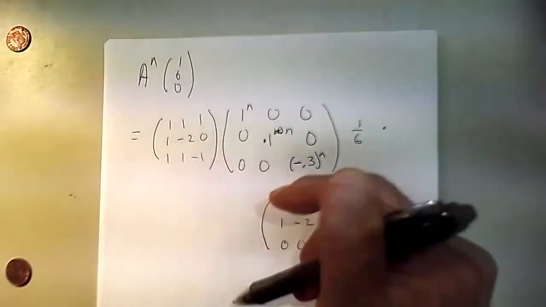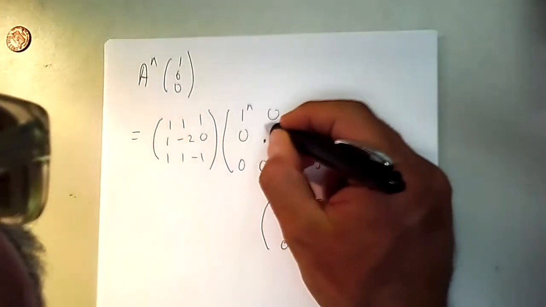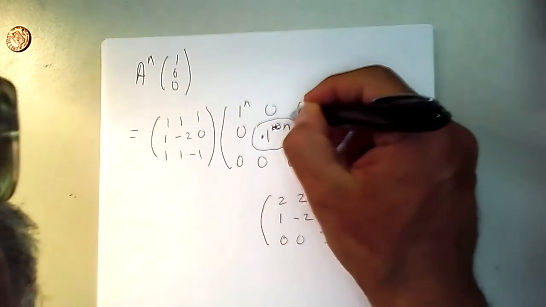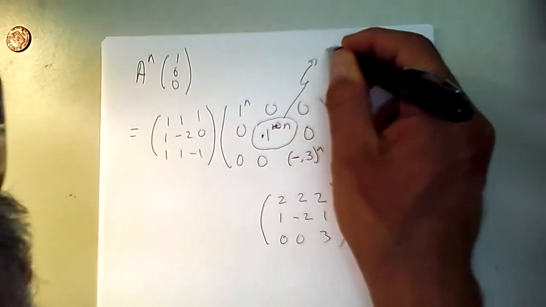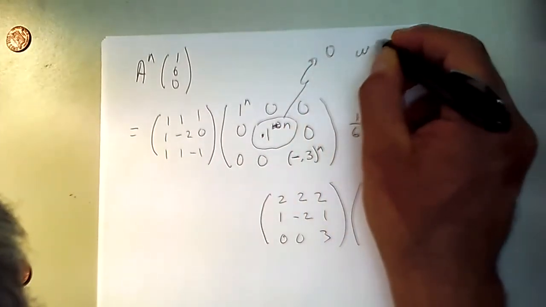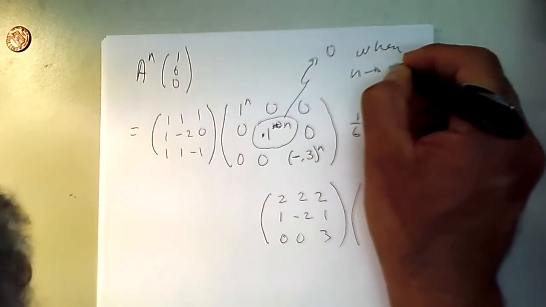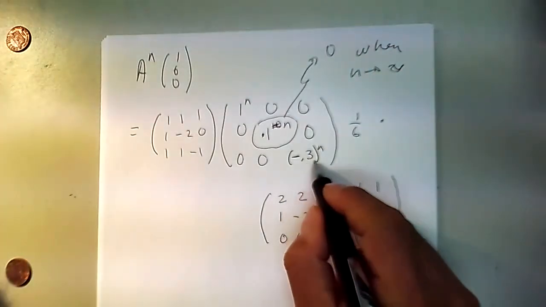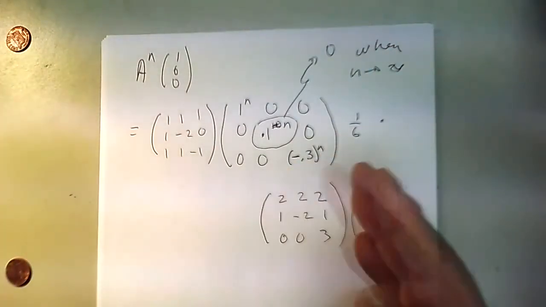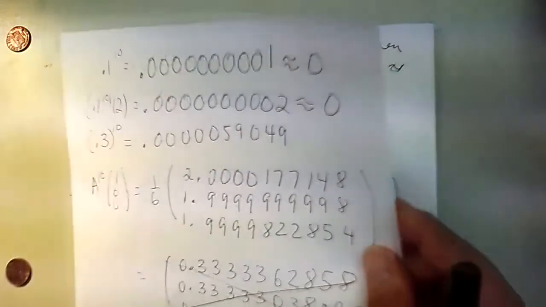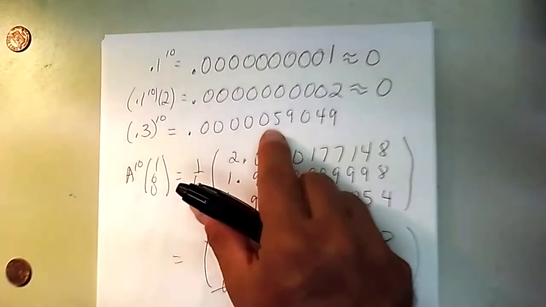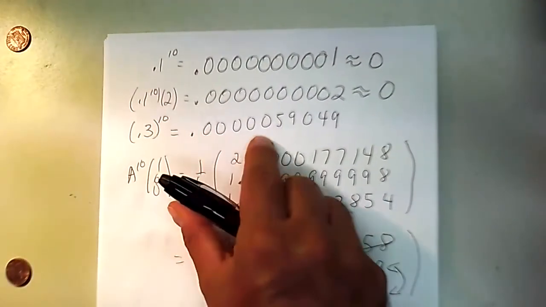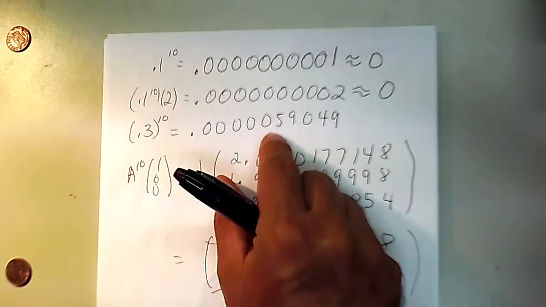This guy, when n goes to infinity, is going to go towards 0. And 0.3, even though it's negative and it is going to alternate between positive and negative, is also going to go to 0. It's going to take longer. Notice how we have about 5 zeros and then a number.